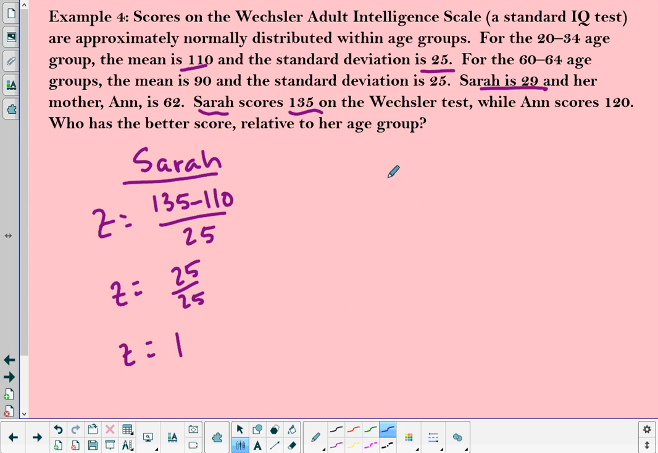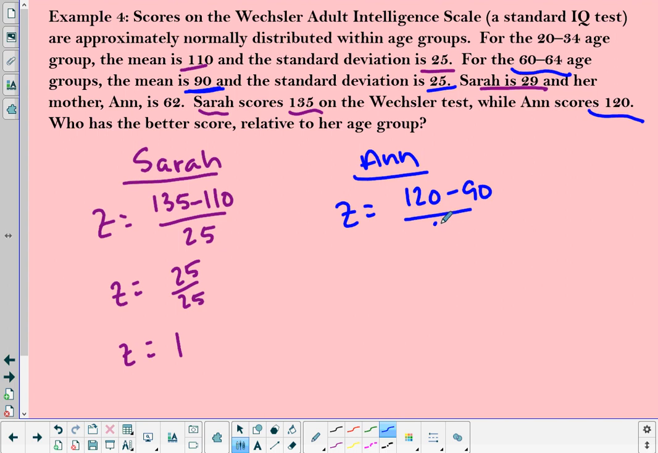So now let's take a look at Ann. For Ann, her mom, Ann is here in this age group. Ann is 62. So her age group has a mean of 90 and a standard deviation of 25, and Ann scores 120. So her z-score is 120 minus the 90 divided by 25, and check it out. She has 30 points divided by the 25, which means her z-score is 1.2. So she's 1.2 standard deviations above the mean.